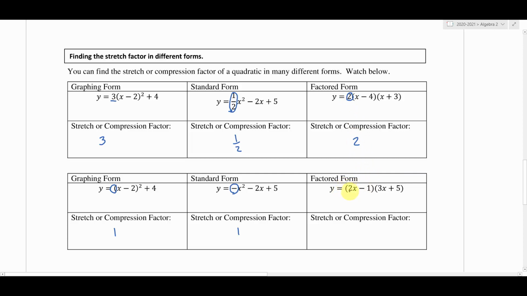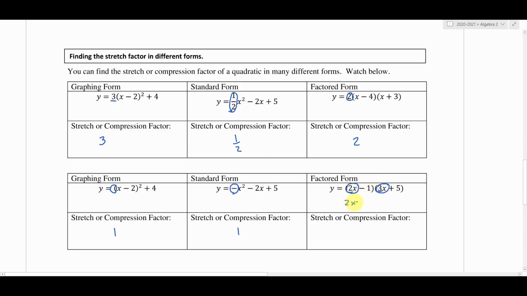But also notice that there is a difference because I put a 2 here and a 3 here, and there were no numbers in front of the x's in this one. So to figure out what the stretch or compression factor is here, I need to take 2x and multiply it by 3x. So I've got to multiply those first 2 terms in the parentheses there.